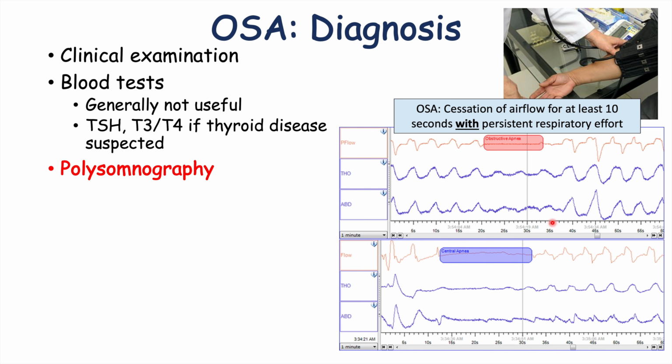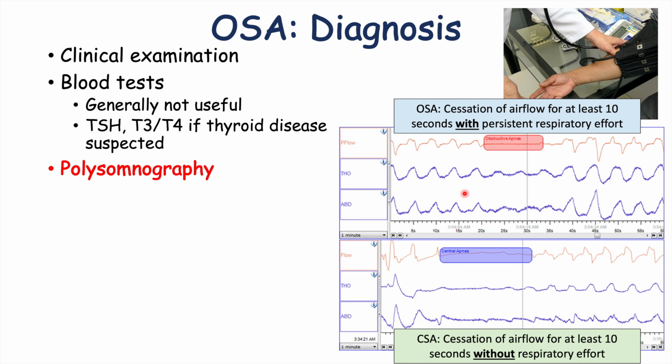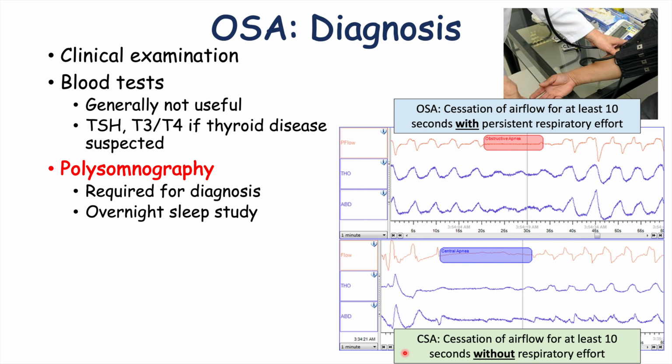And in obstructive sleep apnea, as we mentioned before, there's going to be a cessation or a very significant reduction in airflow for at least 10 seconds, but in the presence of persistent respiratory effort. However, central sleep apnea is a cessation of airflow for at least 10 seconds, but without respiratory effort. So these are going to be potential findings in a polysomnography readout. So again, polysomnography is required for diagnosis. And again, this is an overnight sleep study.